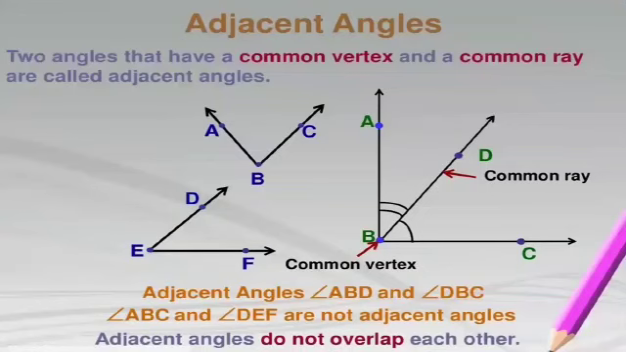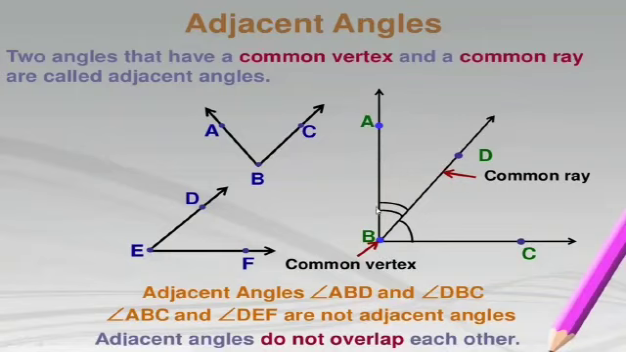So let's start with adjacent angles. As the name suggests, adjacent means next. So here adjacent means the very next angle. Two angles that have a common vertex and a common ray are called adjacent angles. Like here you can see in this figure there are basically three angles formed, but we will take two angles. First is angle ABD and second is angle DBC.